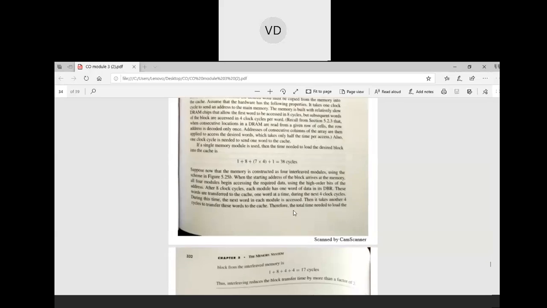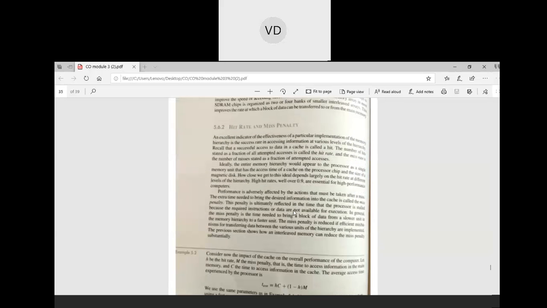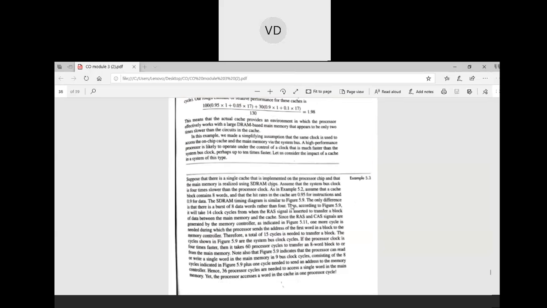Next we will be seeing about the hit rate and the miss penalty. This will be continuing in the next class. Probably this may be the last topic, and then we will complete the third module.